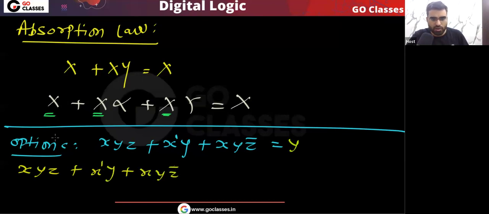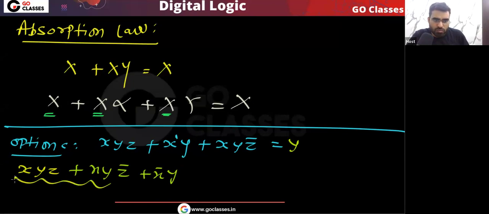Okay. See what you can do here. You can write like this, that x, y, z bar or x bar y. Now look at these two. These two will give you x, y.